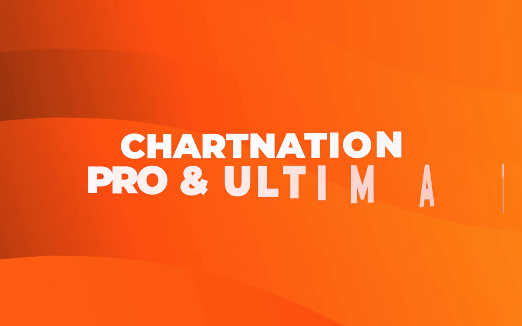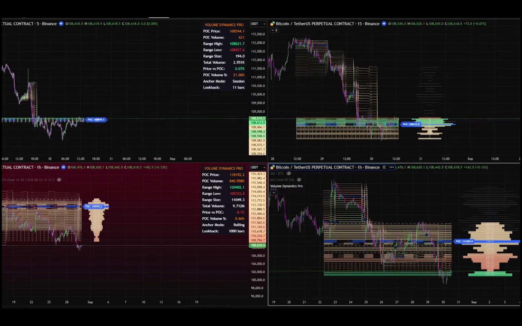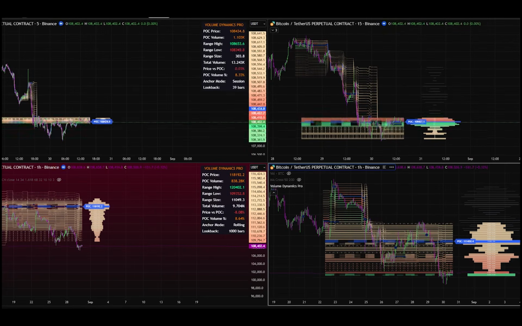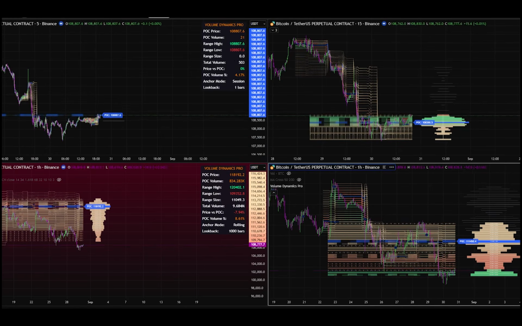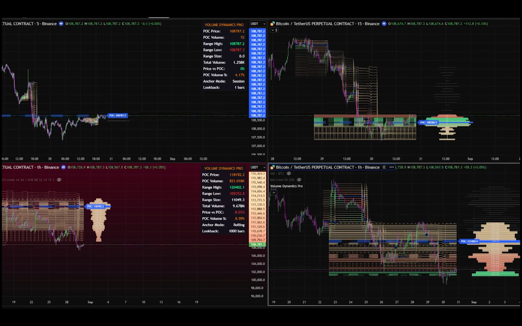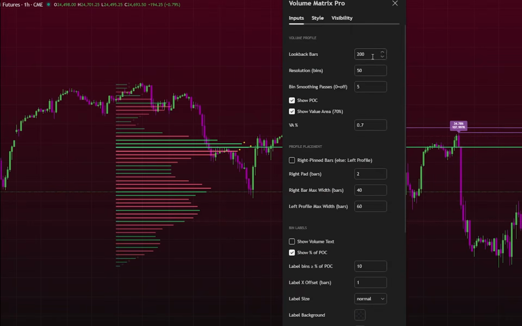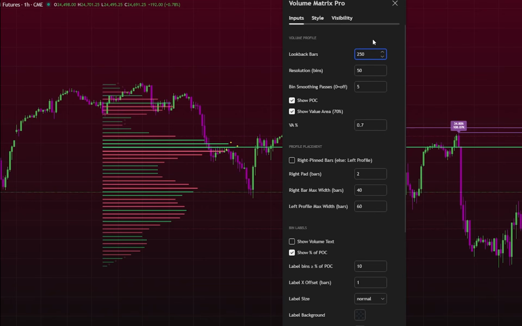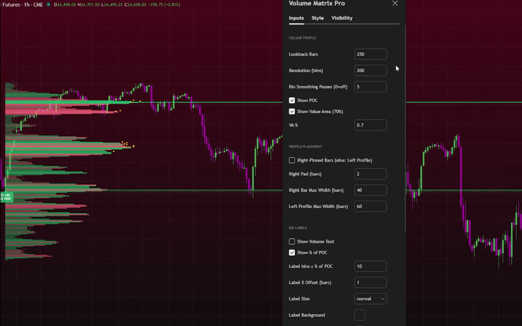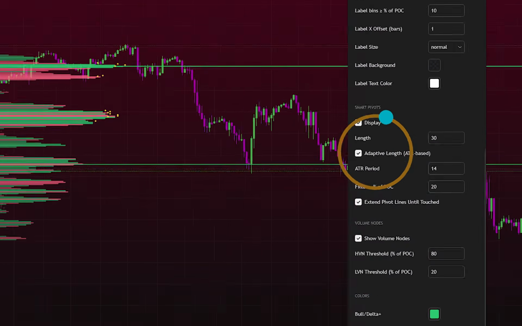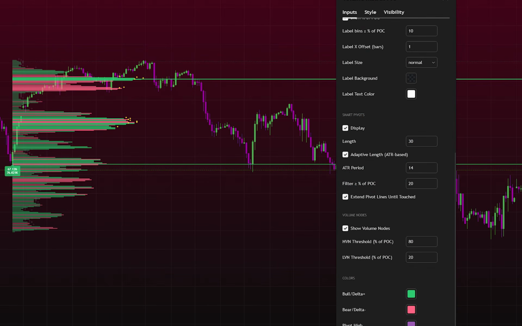For ChartNation Pro and Ultimate users, you of course have our Volume Dynamics Pro, which does all the heavy lifting with the premium mirrored butterfly profile, gradient bias system, and advanced session anchoring. But back to our indicator here. For traders that want longer-term trading experience, the look-back bars can be increased as well as the bin resolution for a smoother profile. And for scalpers or short-term traders, these values can of course be decreased as needed. The adaptive pivot length also adjusts automatically, but you can override it if you prefer a fixed length.